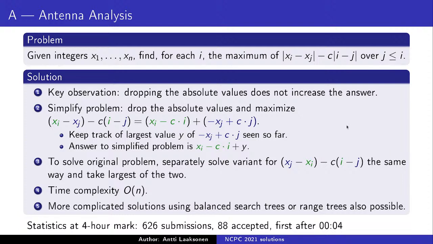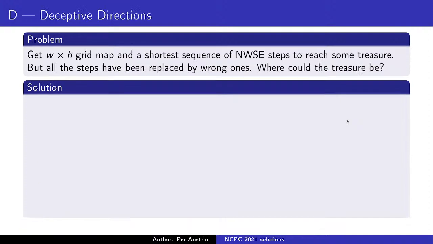All right, so let's see then. That was problem A, and moving on to problem D, Deceptive Directions. In this problem, we got a grid map, like a maze in the form of a grid with width W and height H. And we also got a shortest sequence of steps to take in this grid to reach some treasure.